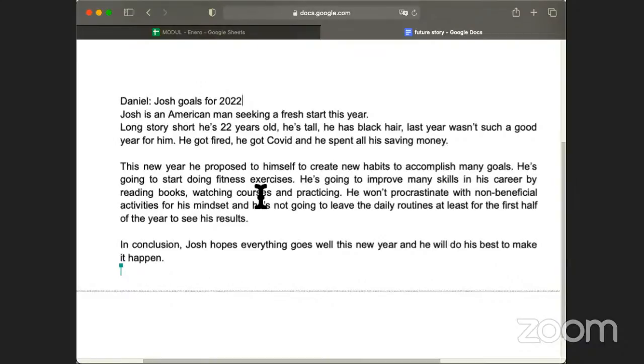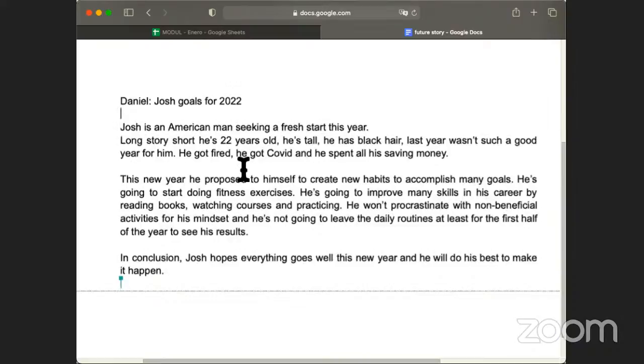Excellent. Great job. All right. So let's take a look at some words that we could complete. So he got fired, he got COVID, and he spent all of his, we could just say savings. That's a shorter way to say all the money that he was saving, not all his savings. Okay. This new year. Very good.